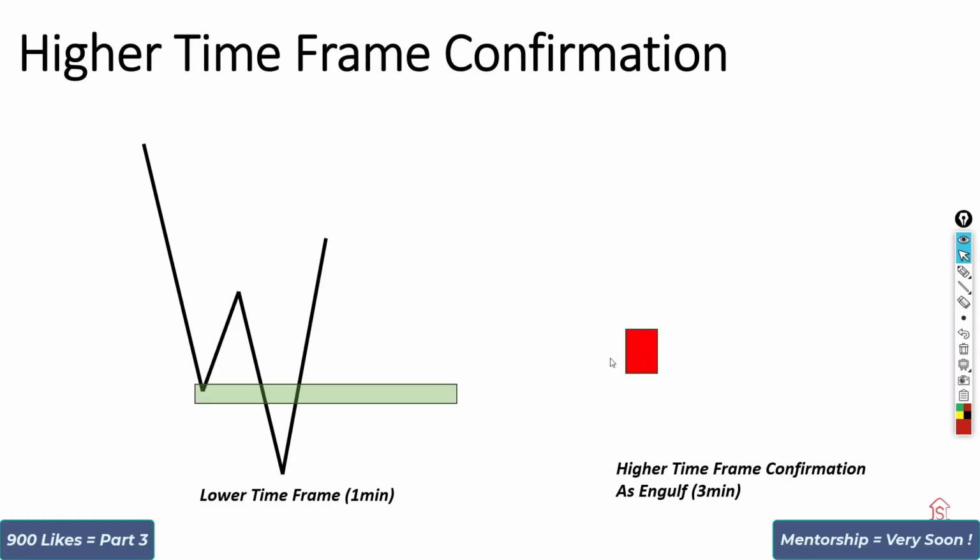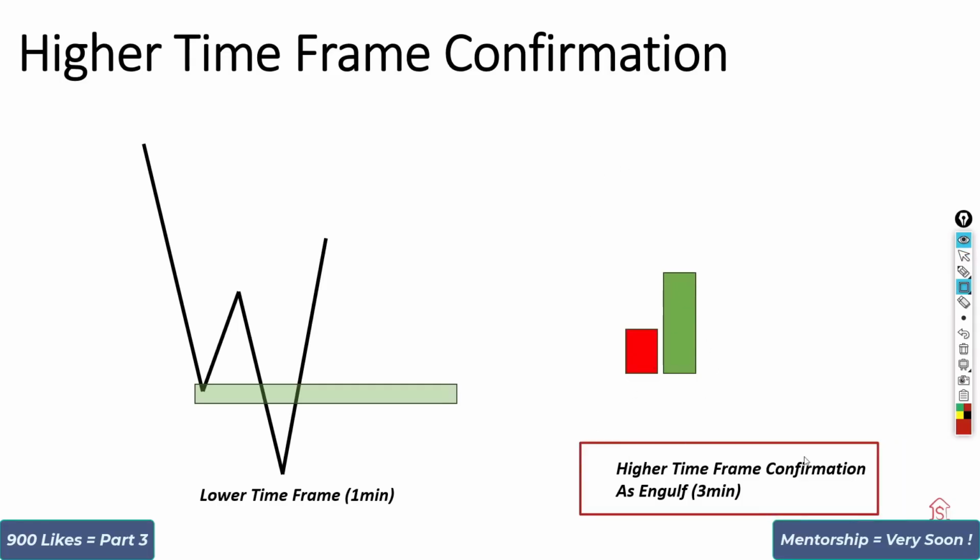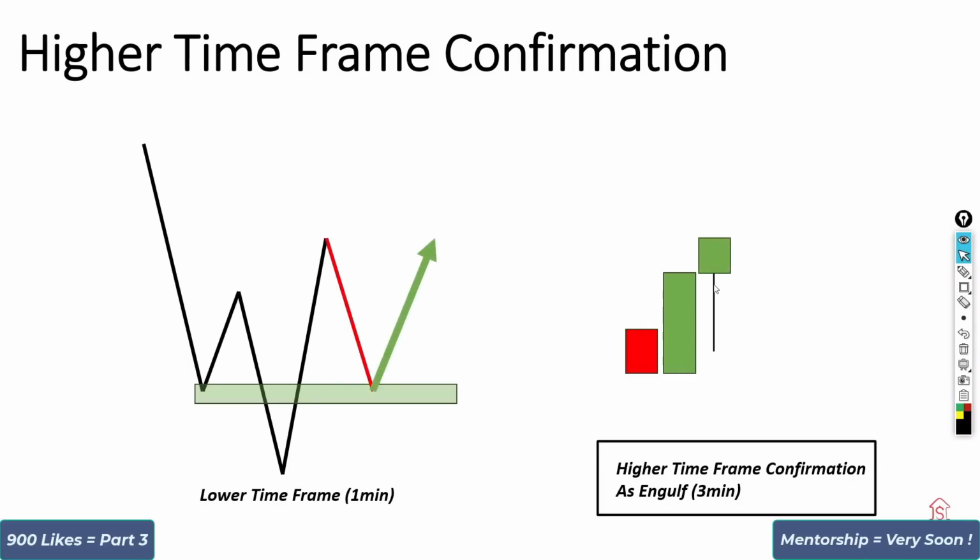And now at the higher time frame, in this case the 3-minute time frame, we will see that we have an engulf. Okay, then the price comes down here to this QM level and then goes up, and exactly at the higher time frame we see this one. That's how you can confirm your trade.